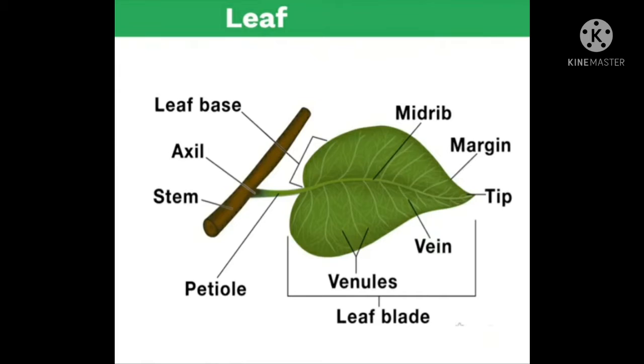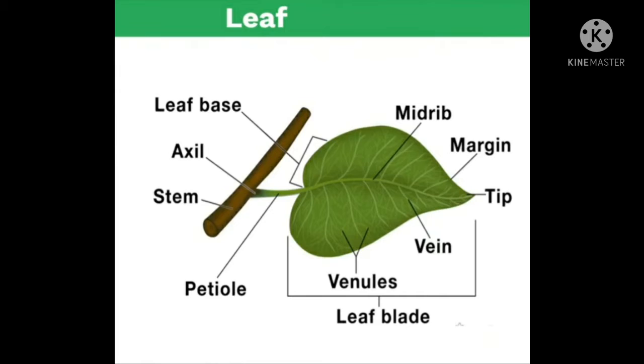On the stem, the part where the leaf originates is called axil. From the axil, a thin part attaches the leaf to the stem. This part is called petiole. With the petiole, the leaf base starts. In the leaf, the flat green part, which is smooth from the upper surface, is called lamina or leaf blade.